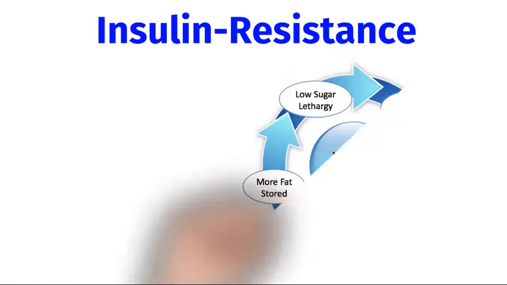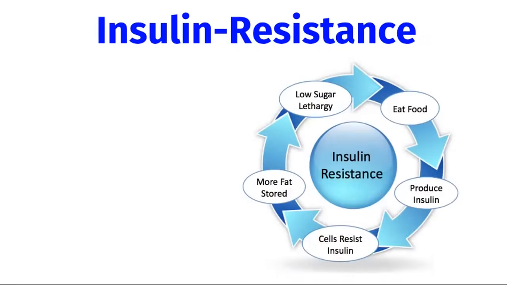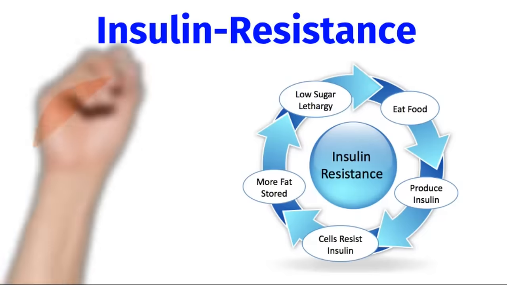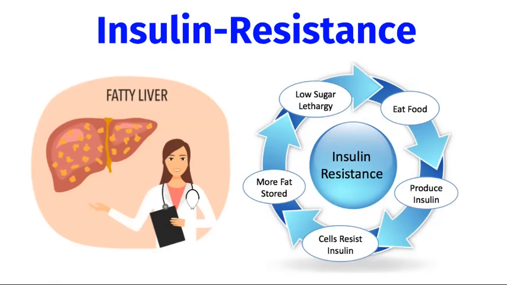Another main root cause of fatty liver disease is insulin resistance. Insulin is the hormone your pancreas makes, which tells your body's cells to take up blood sugar. The problem in insulin resistance is the body's cells and receptors are ignoring the insulin, so the pancreas has to produce higher levels of insulin. The bad news is insulin triggers fat storage throughout your body, including your liver cells.